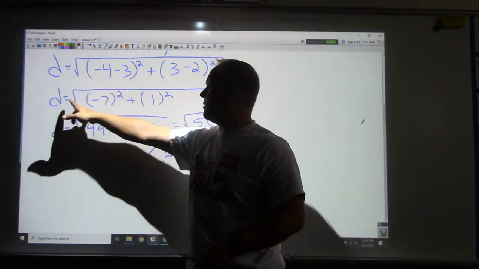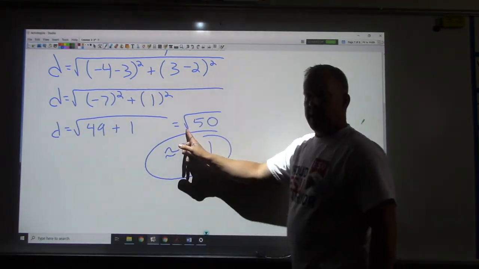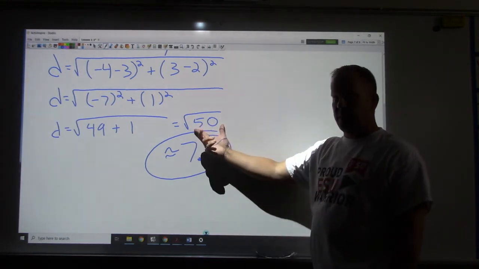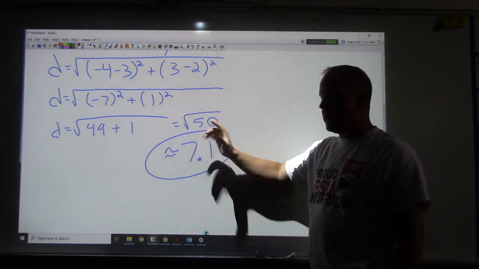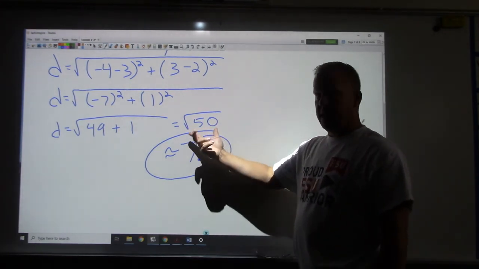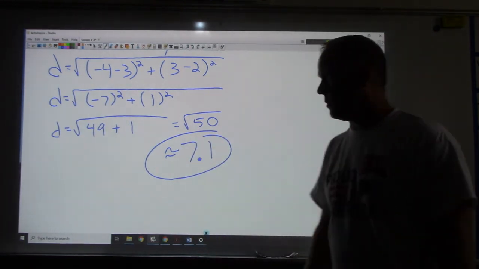In every single step, I wrote the square root symbol. Many times people forget to write it. They don't carry it all the way through. Then they get to the very end, they tell me the distance is 50. No, it's not. The distance is 7.1. Don't forget to take the square root at the end. You always take the square root at the end of the distance formula.